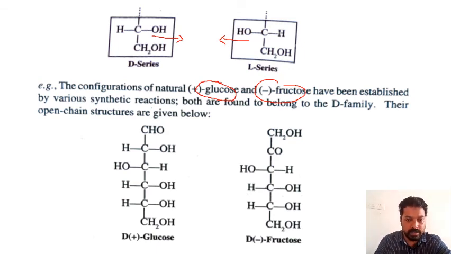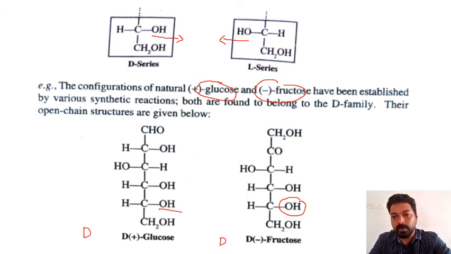Here we can see that dextrose has the D configuration. You can see this OH is on this side, so this dextrose is D dextrose. When you take levulose, the levo rotatory fructose, again you can see the OH is on the same side, so it is again D fructose. I have taken two isomers, dextrose as well as levulose, dextro rotatory as well as levo rotatory. Both glucose, the dextrose, and fructose, the levulose, have the D configuration. Thank you. We shall discuss the next section in the next part of the class.